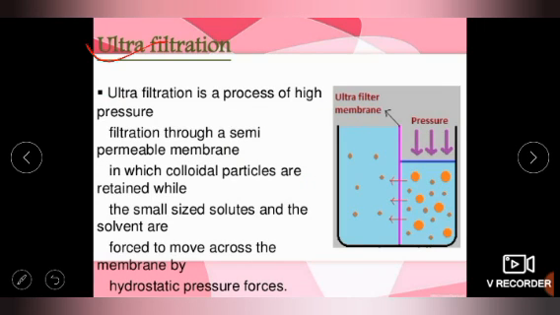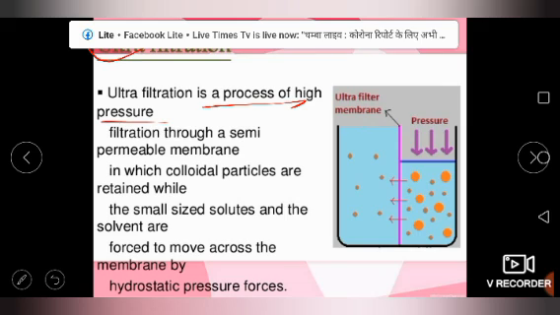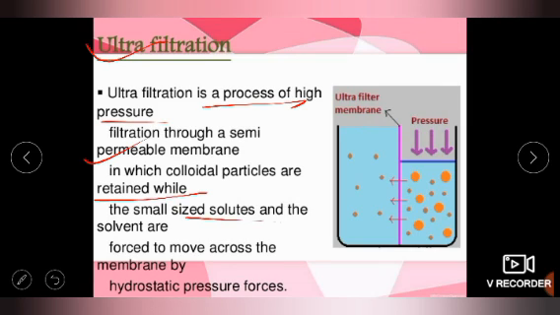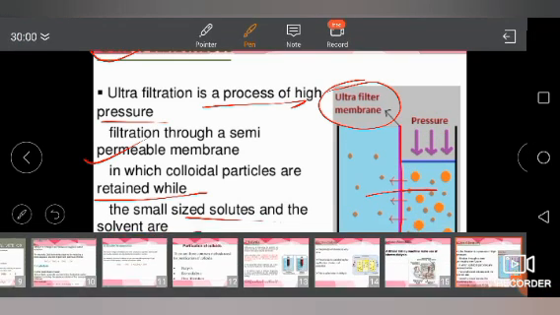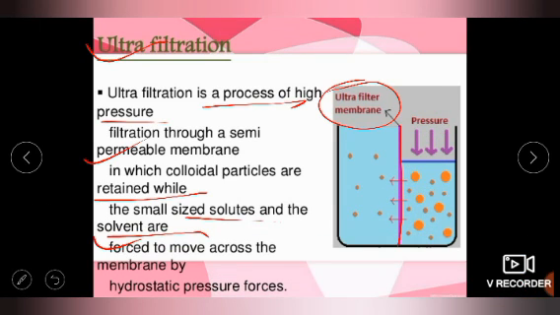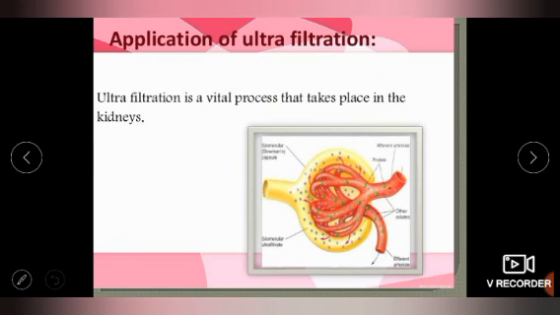After this, ultrafiltration is a process of high pressure. Filtration occurs through a semi-permeable membrane, in which colloidal particles are retained while small-sized solute particles move through the semi-permeable membrane, which is called the ultrafilter membrane. A force moves them across the membrane, called hydrostatic pressure. As we increase the force, the small particles move fast and pass through to the next chamber, while larger particles remain. This is called ultrafiltration.